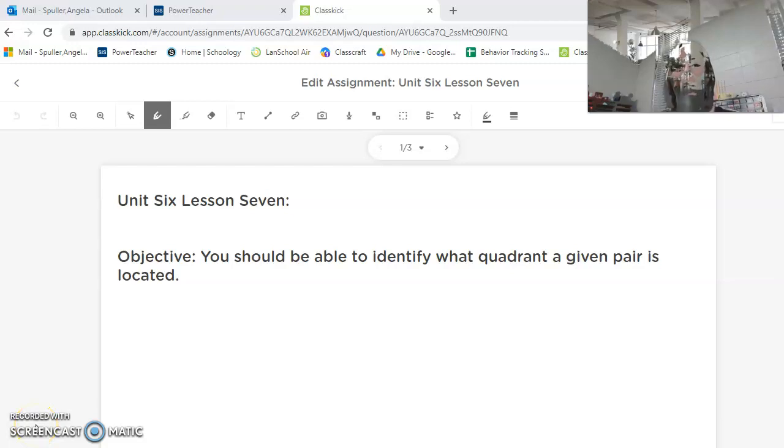Hello, this is Mrs. Oakley, and today we're going to look at Unit 6, Lesson 7. Your objective is that you should be able to identify what quadrant the given pair is located in.